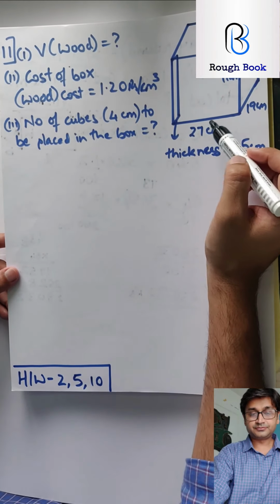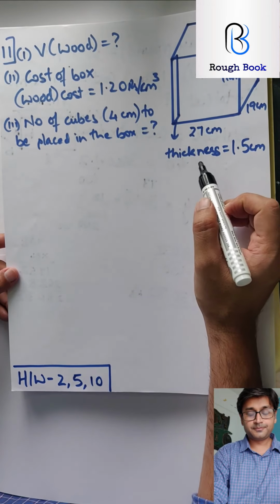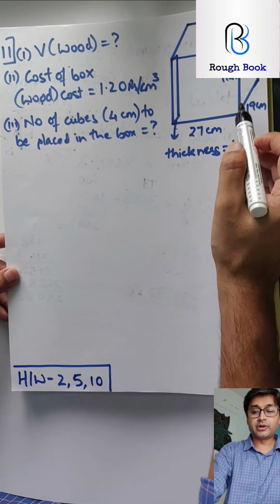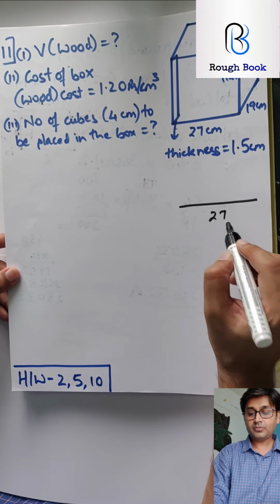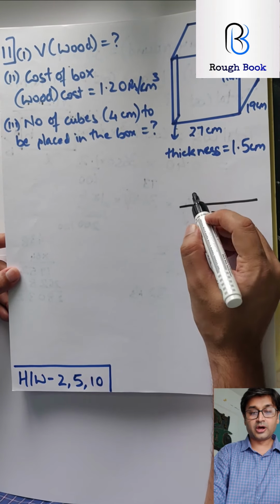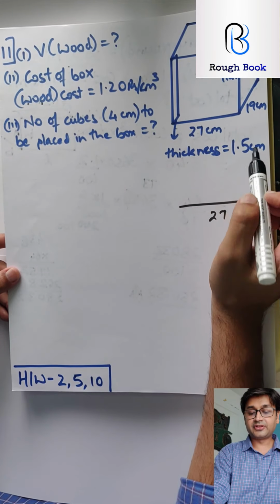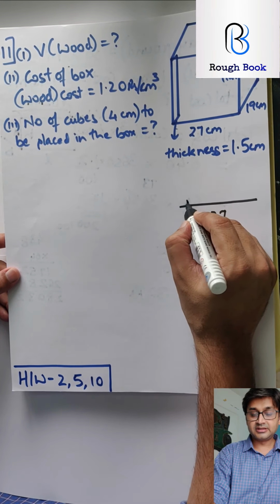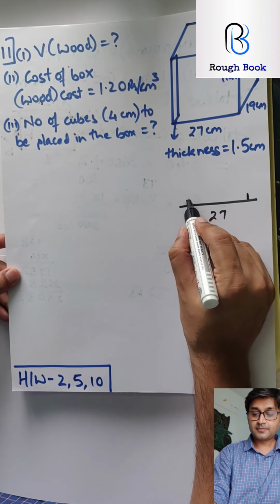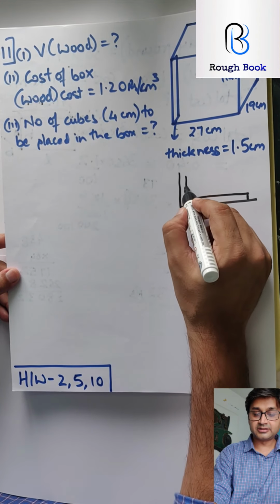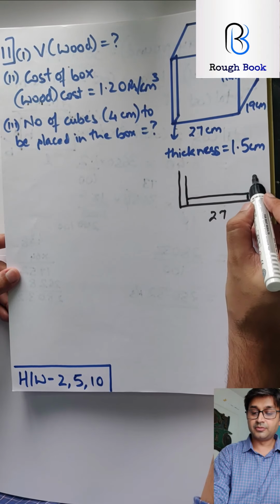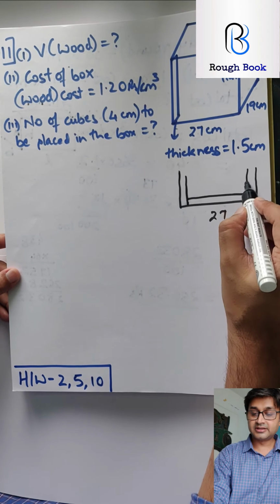There is a box, empty box made of wood. The outer dimensions are 27, 19 and 11. So let's consider only the length. The thickness of the wood is 1.5 centimeters. So that means this and this is the thickness. So this will be the inner length. Are you getting it? See, this is the box. Gradually I am trying to build only two sides so that you may understand.